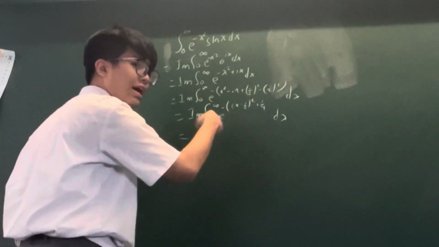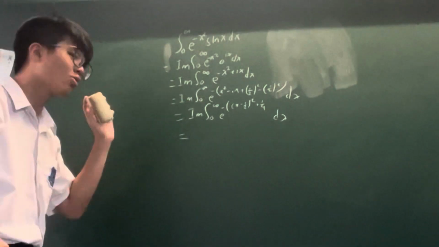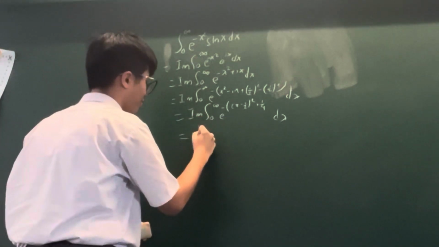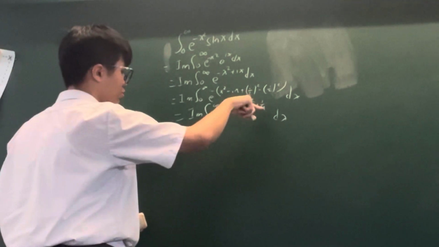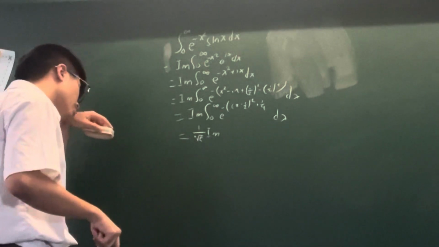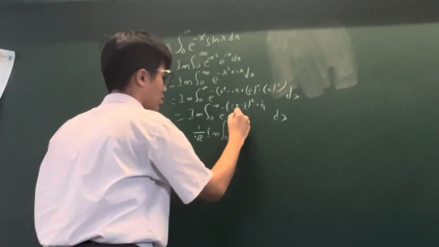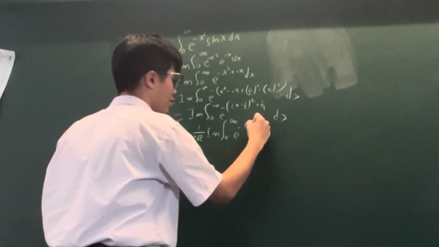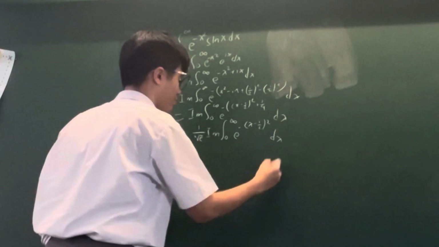You can bring it outside the integral because it's a constant, e to the power of 1 over 4. We can write this as 1 over 4 of e times i. We can put this constant outside Im because it doesn't really matter to the Im. So you get the integral of e to the power of negative x minus i over 2 squared dx, going from 0 to infinity.